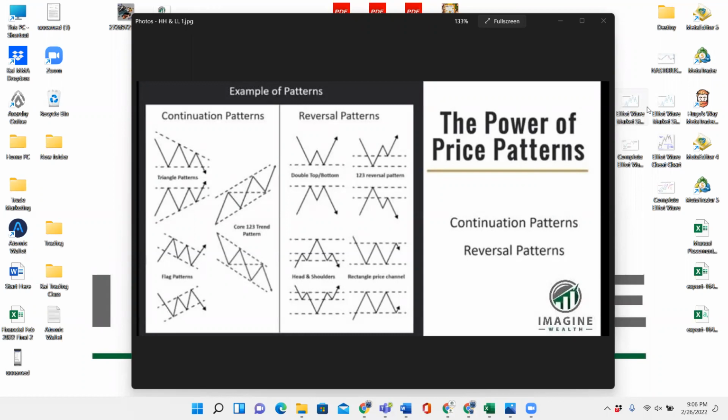Today's channel is going to be about higher highs and higher lows, lower highs and lower lows. A lot of people hear that expression all over the place, but they really don't understand what it means. So basically, I'm going to try to explain what higher highs, higher lows, lower highs, and lower lows mean. So basically, it's the power of price patterns. So you can see right here.